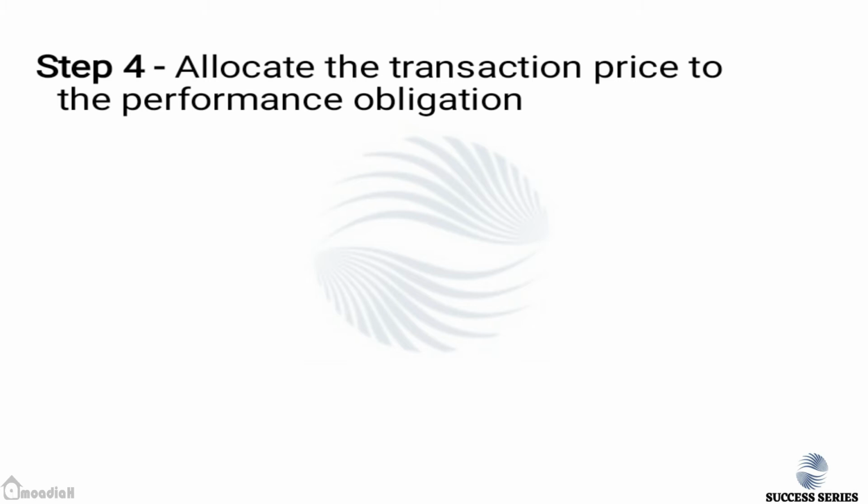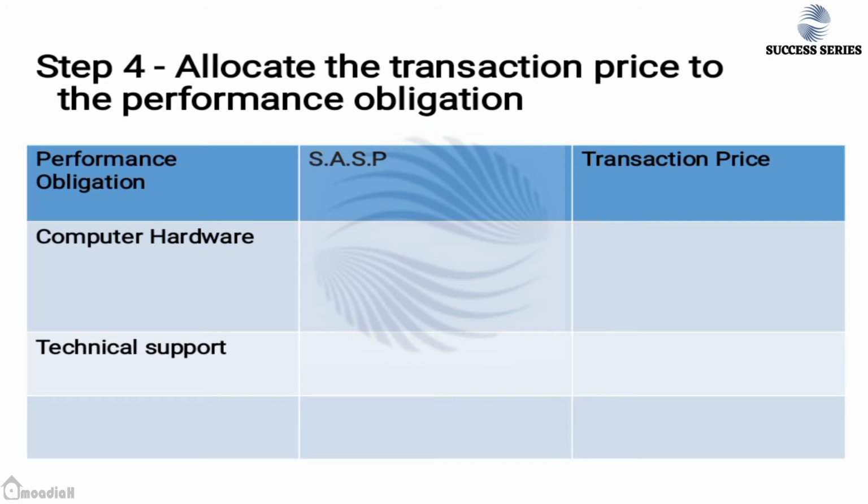Step 4, we are supposed to allocate the transaction price to the performance obligation. In the allocation, we use a table to help us in our computation. This is the table we are going to use for the allocation. We have columns for performance obligation, standalone selling price, and finally transaction price. Under the performance obligation, we know we have 2 performance obligations: the computer hardware and then the technical support.